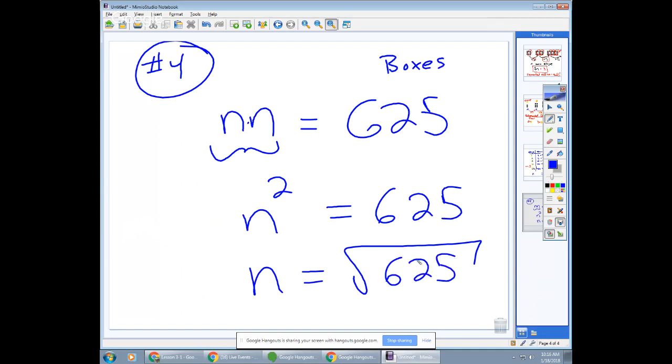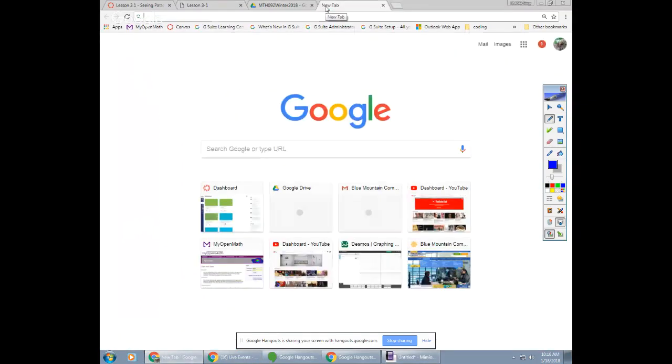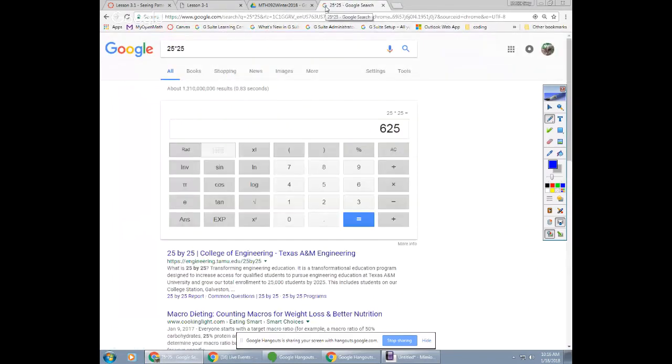So we could go ask our calculator, what's the square root of 625? On a good day, I think it's 25. Elena agrees. N is 25 here. Double check about my Google calculator. 25 times 25 is 625. Yeah.